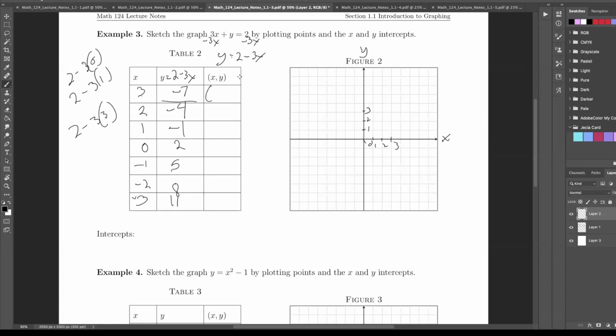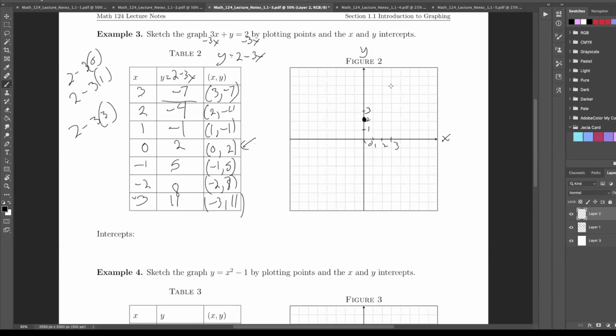And so our coordinate point would be our x and then our y. So here are our coordinate points: 2 and negative 4, 1 and negative 1, 0 and 2, negative 1 and 5, negative 2 and 8, and then negative 3 and 11. Okay. All right, so we're just going to use normal scaling, so each dot will be a point. Let's start with 0 and 2. So I'm at 0 in the x, so I'm on right here, and then 2 in the y, so that's this point right here.